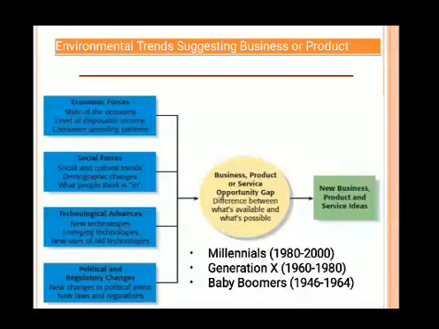Most of the millennials come under 1980 to 2000, because 2000 we call the millennium year. Generation X, that means the new generation. So who are the people born in the duration of 1960 to 1980? Baby boomers are from 1946 to 1964.